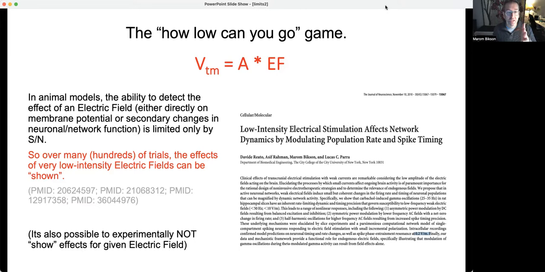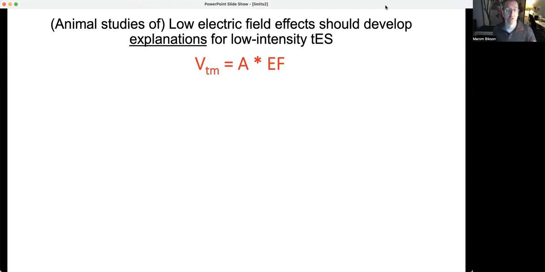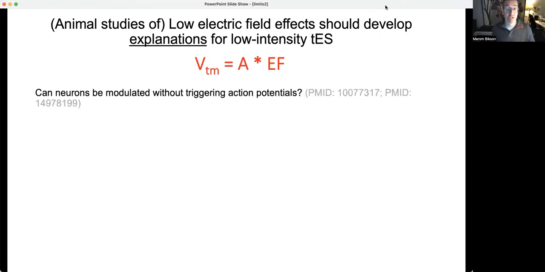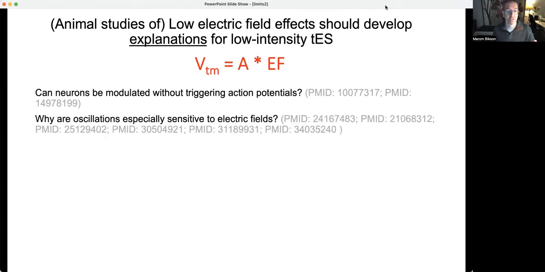We're not looking for a single electric field that is the magic threshold. I think what instead we're looking for from animal studies that measure the effects of low electric fields is explanations that help us understand how electrical stimulation, and particularly low intensity electrical stimulation, like TES, transcranial electrical stimulation, tDCS, and so on, has an effect. And that's where I think these kind of considerations start to matter. And so we can ask questions like, can an electric field that is too weak to produce an action potential, right, where the VTM is too small of a change to produce an action potential, still profoundly change the function of the neuron? And we and others have explained how that is.